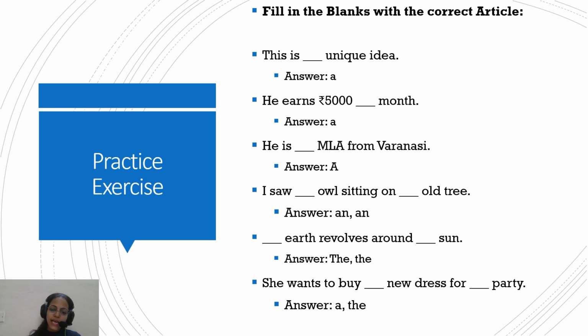Okay. I saw dash owl sitting on dash old tree. So I saw an owl sitting on an old tree because O is a vowel. So we use an. Dash earth revolves around dash sun. The earth revolves around the sun.